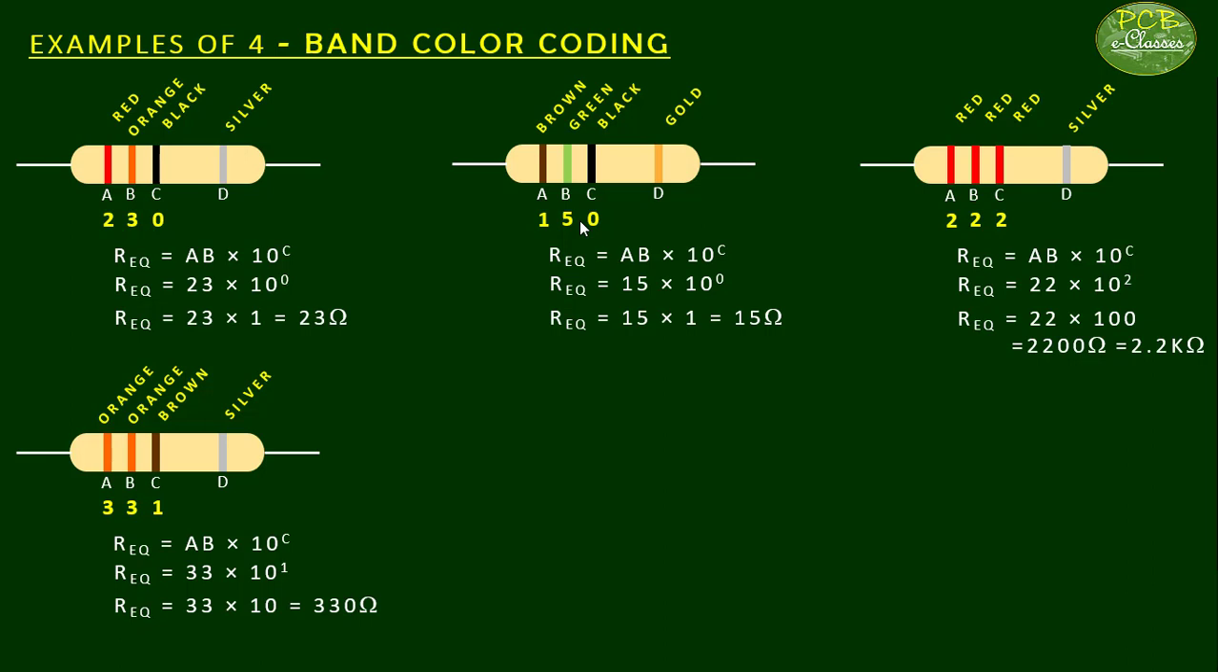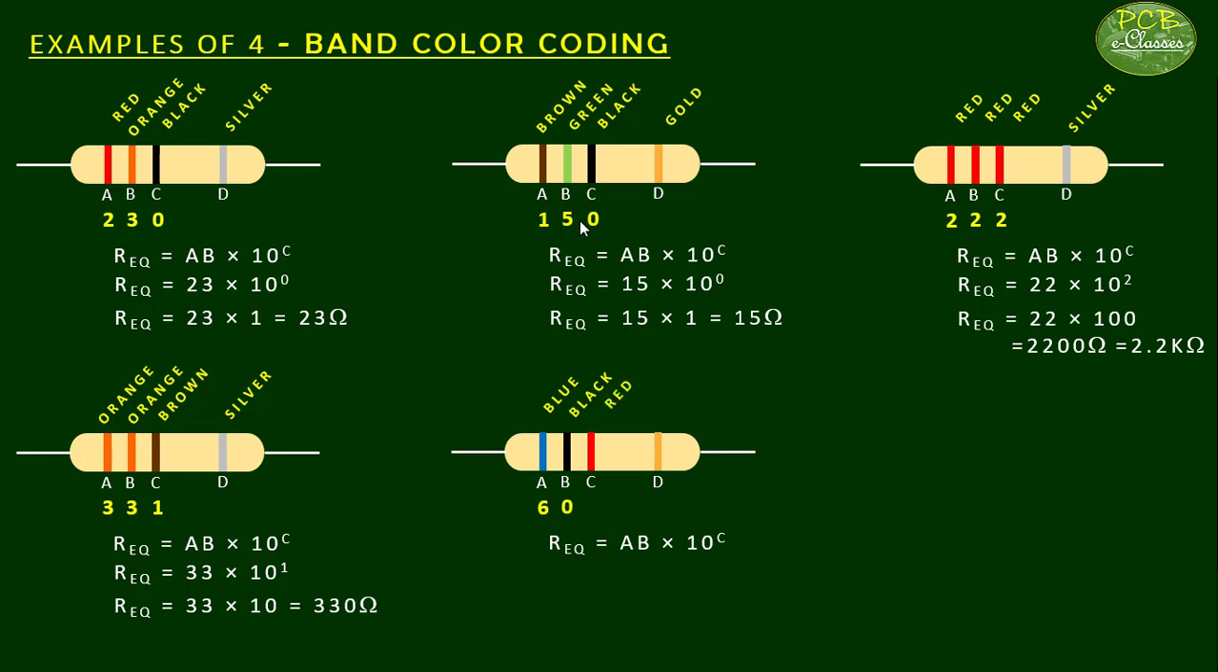If it is not clear, then you can go for another example also. The first color code is blue. For blue, what is the color code? 6. For black, what is the color code? 0. For red, what is the color code? 2. So what is the value of the resistor? 60 into 10 to the power 2.